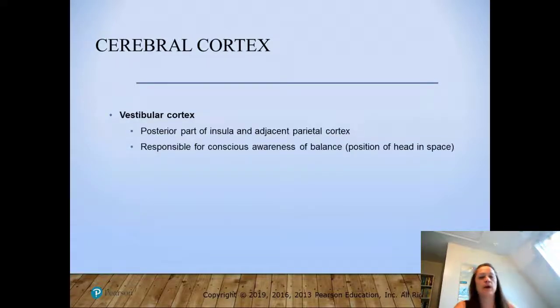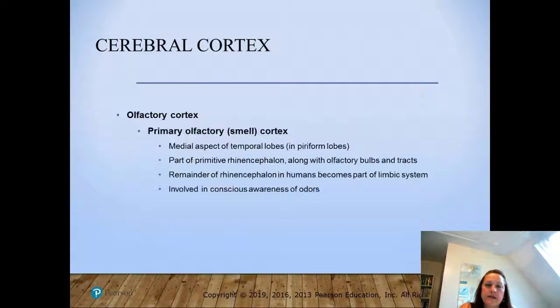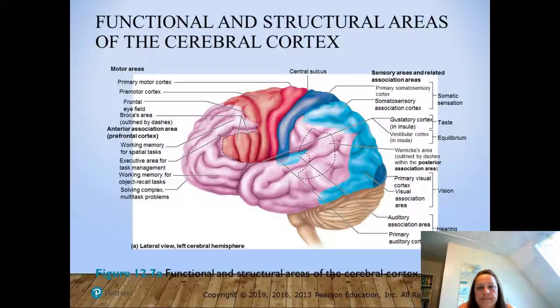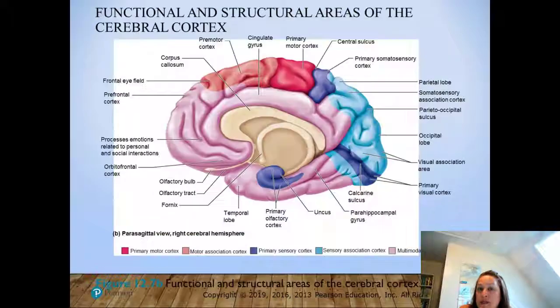Vestibular cortex is about balance, right? Where your head is. If you close your eyes, you still know that your head is left and right because of your vestibular cortex. The olfactory is smell. Gustatory is taste. The visceral sensory area lets you know that something's going on in your, usually digestive tract. Upset stomach, full bladder, something like that. You're hungry. All right, so this is the same thing that we've been looking at, right? But now you're kind of getting a better idea of what each one of these things do and how they're related to each other.